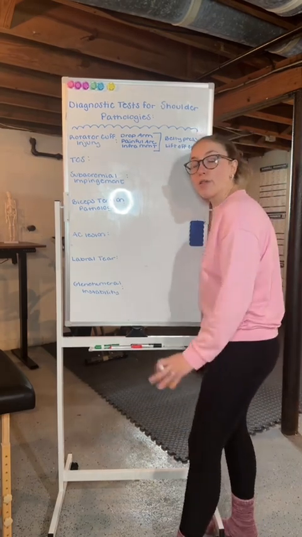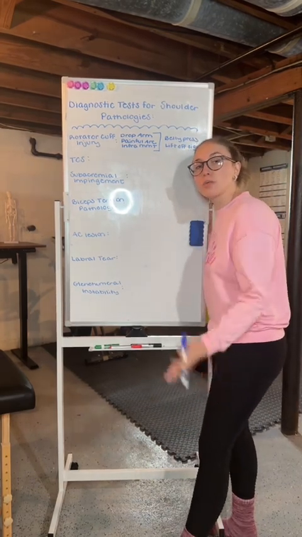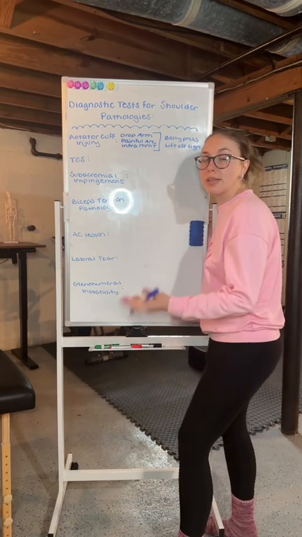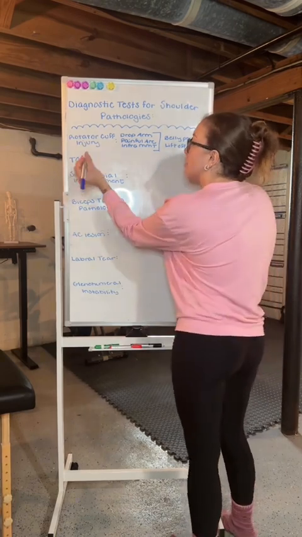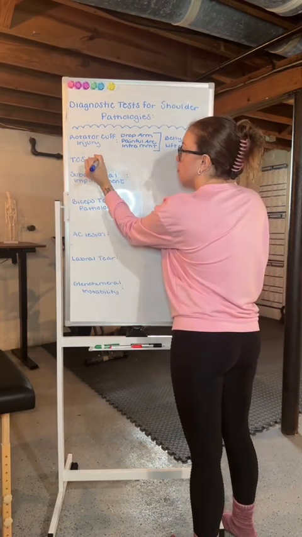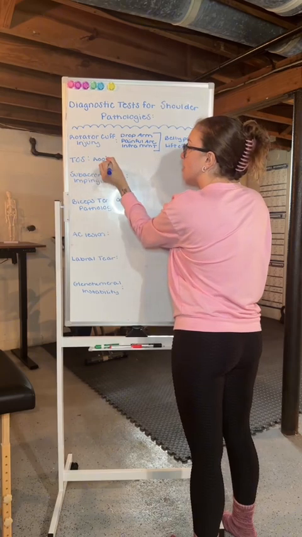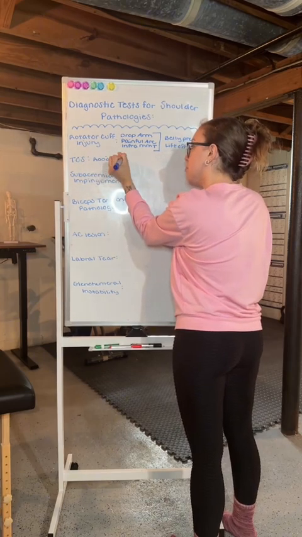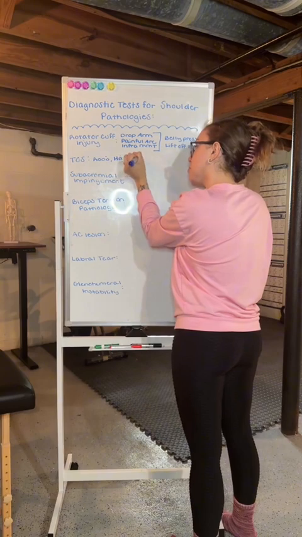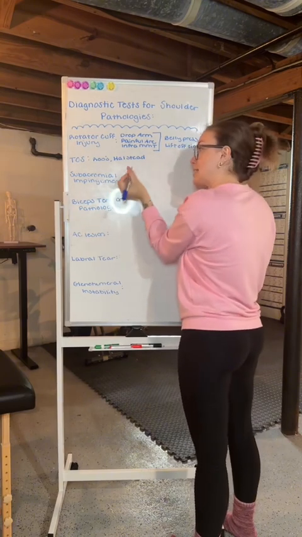Now, I did throw thoracic outlet syndrome in here. There are 3 tests that we can do to really rule this out, and they are the Roos test, Halstead, and the Adson's test.